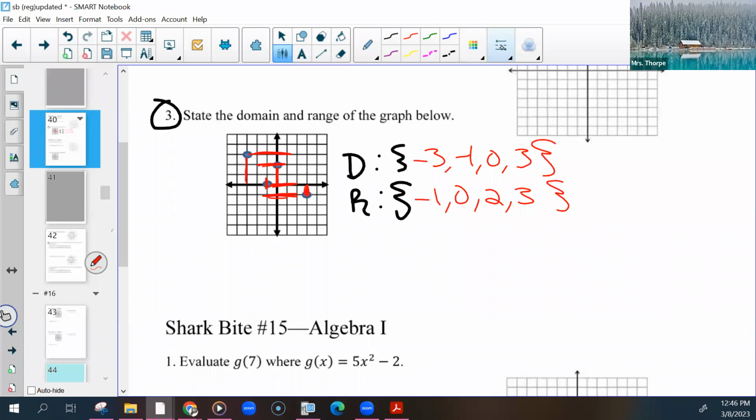So look for domain, look for your x values. What your x values are at each of those points, least to greatest. And then same thing for your range, but y values, lowest to highest. Other questions on that one?